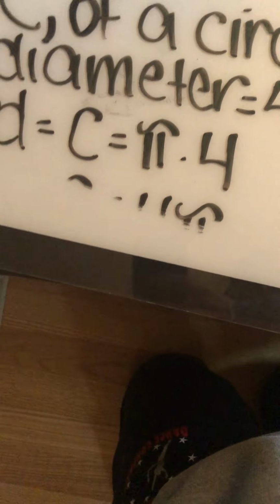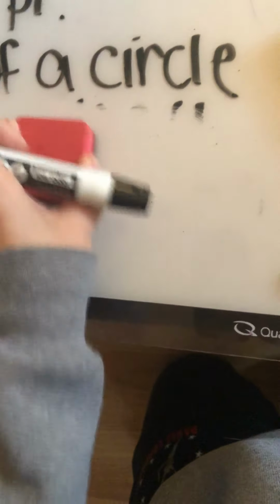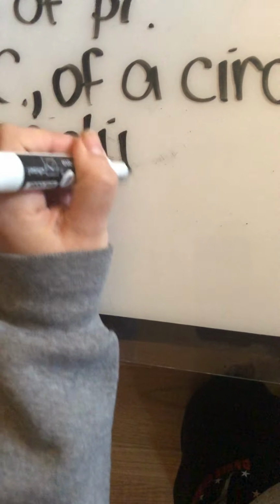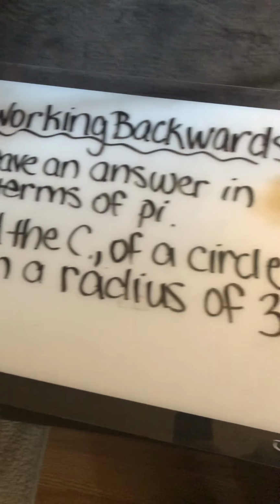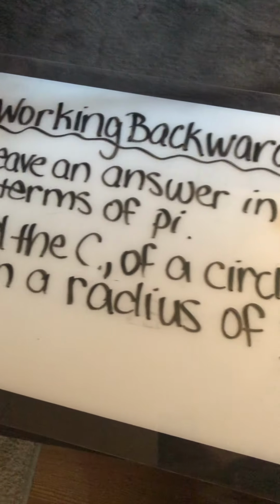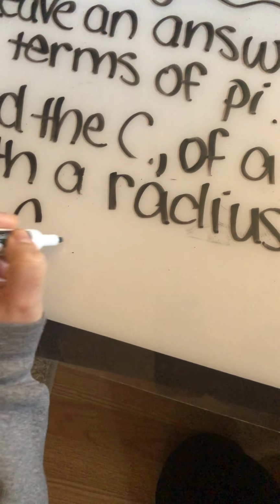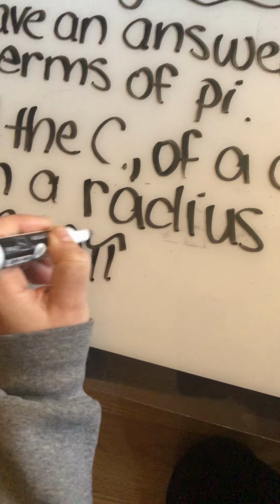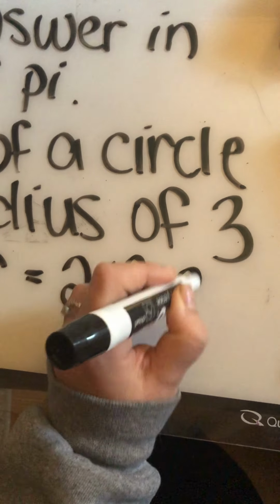Now, if they told us to find the circumference of a circle that has a radius of 3, well, then we have to think about what's the other formula that we can use for circumference. So the other formula we can use for circumference is C equals 2 times pi times r, right? And if we plug that in, it would be 2 times pi times 3.